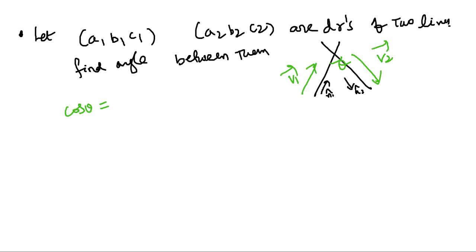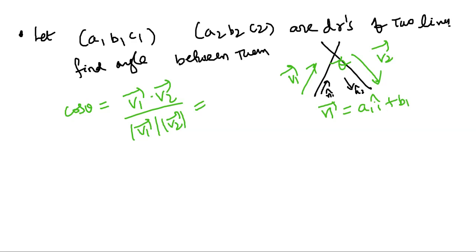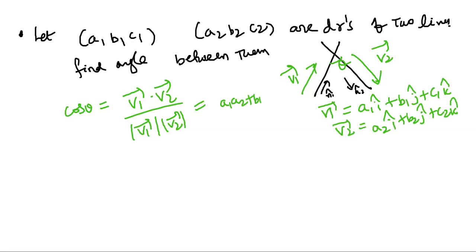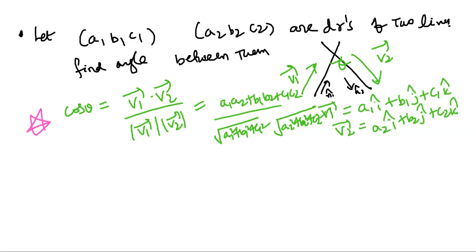So cos theta is equal to V1 dot V2 by mod V1 mod V2. The only difference is that V1 need not be a unit vector. V1 is A1 I cap plus B1 J cap plus C1 K cap, the direction ratio parallel vector. V2 is A2, B2 and C2. So V1 dot V2 is A1 A2 plus B1 B2 plus C1 C2 divided by root over A1 square, B1 square, C1 square and A2 square, B2 square, C2 square. So this is the new formula for the angle between lines.